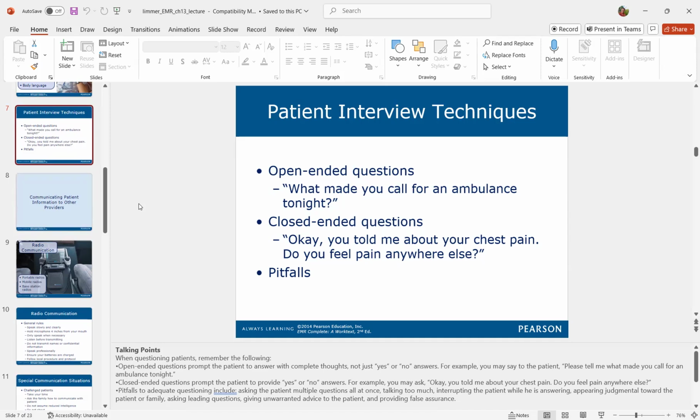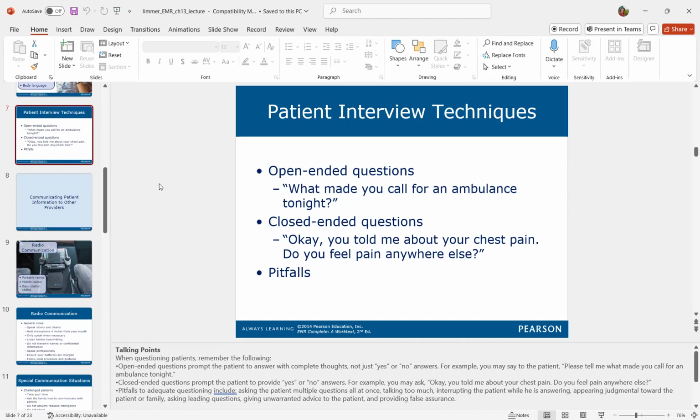Some pitfalls with this, to adequate questioning, asking the patient multiple questions at once, give them time to answer. Talking too much, interrupting the patient while they're answering, trying not to be judgmental. We don't want to appear judgmental towards the patient or the family. Asking leading questions, giving unwarranted advice to the patient, providing false assurance, right? We're never going to say you're going to be okay. It's, we're doing the best that we can in the situation, stuff like that.